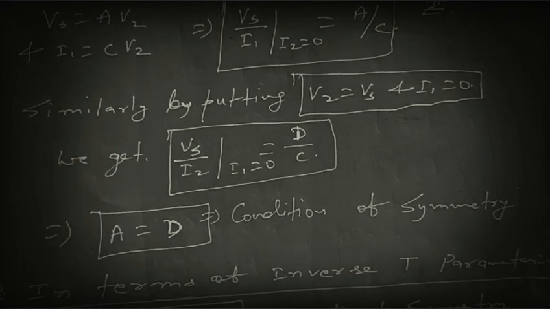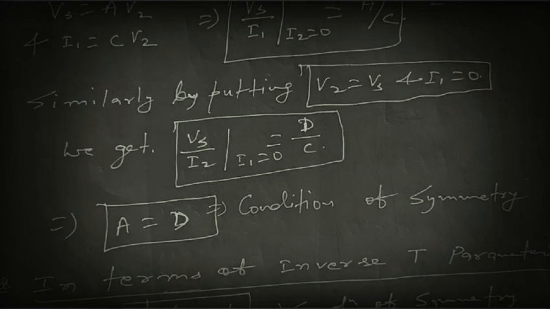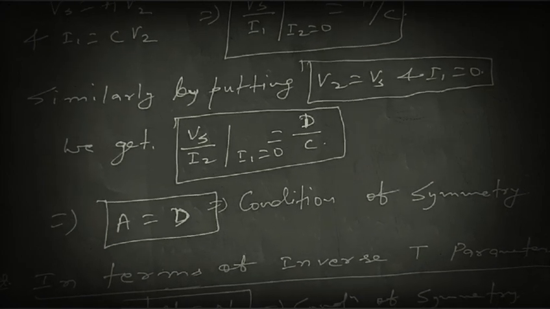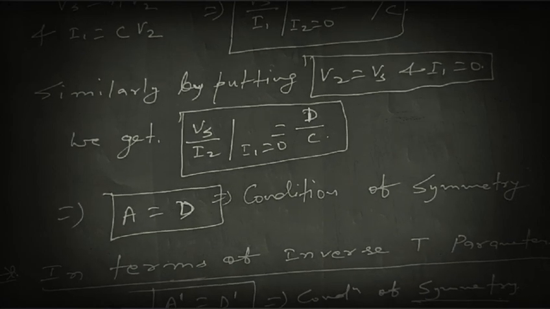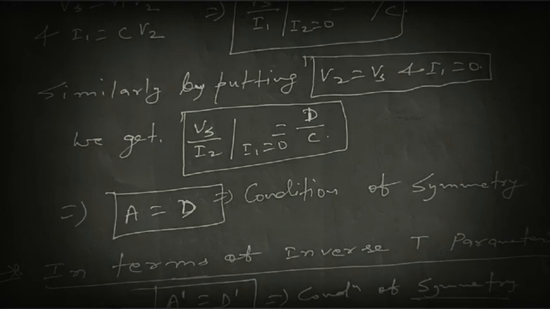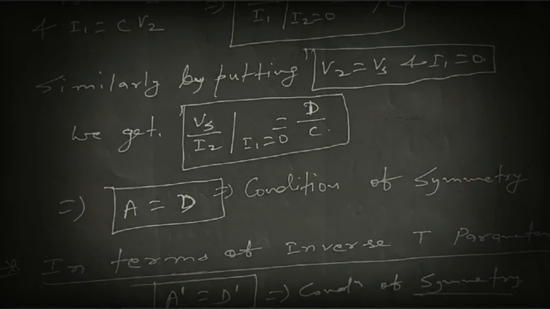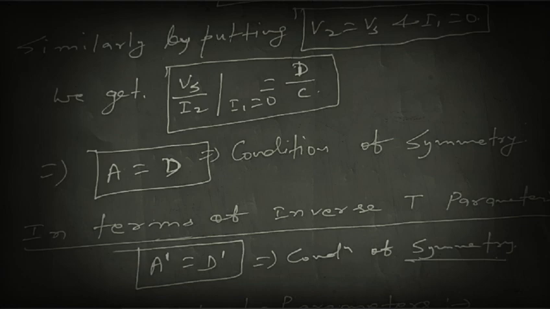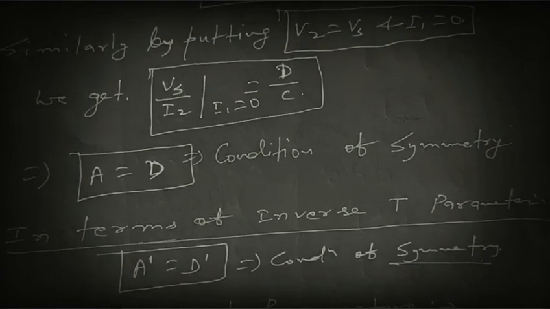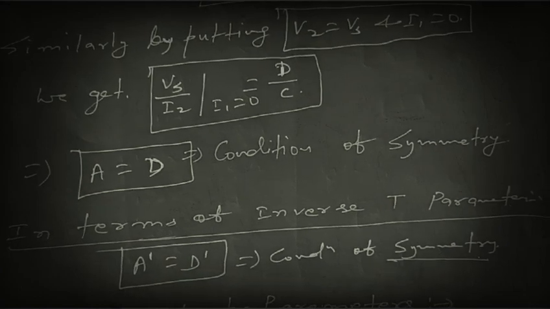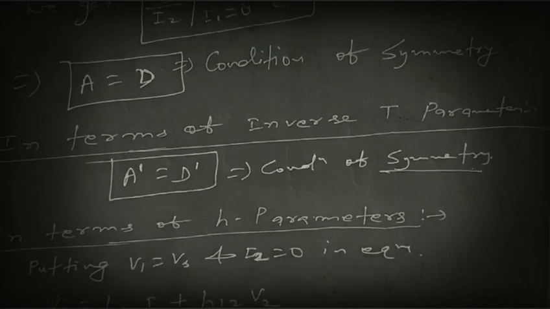So after equating these two equations, we get the condition for symmetricity in terms of ABCD parameters as A equal to D, where the reciprocity condition was determinant of ABCD equal to 1, that is AD minus BC equal to 1. Next, when we calculate in terms of inverse transmission parameters, again we will get A dash equal to D dash as the condition of symmetricity.